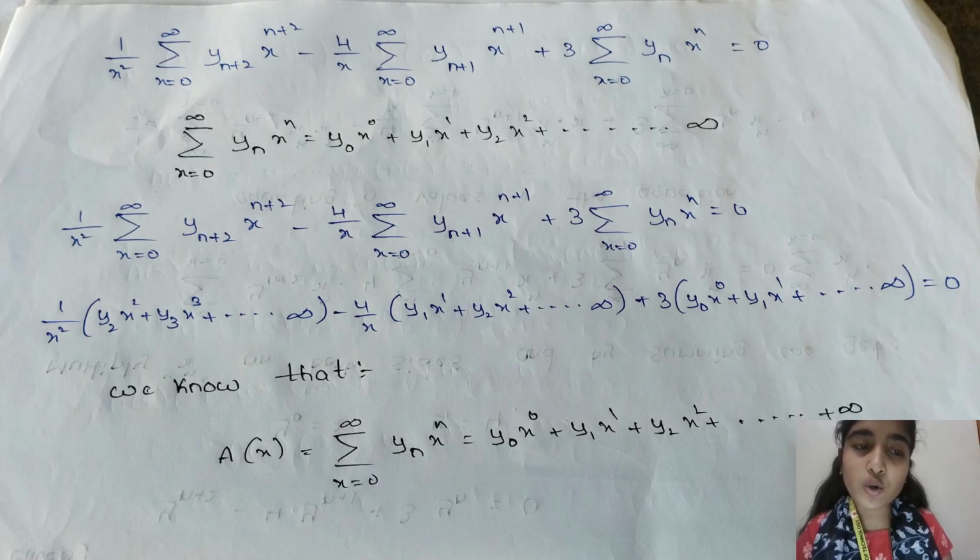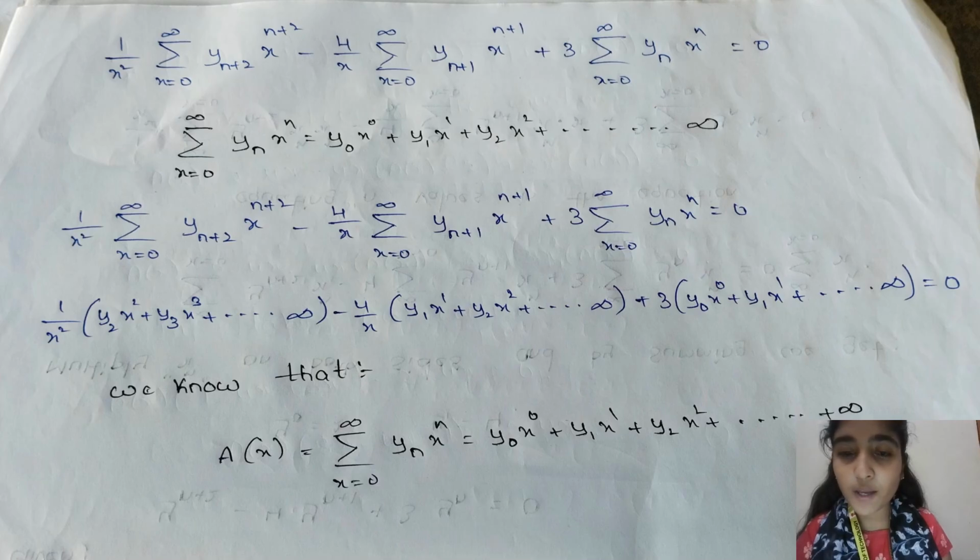Sigma n equals 0 to infinity y_n x^n equals y0 x^0 plus y1 x^1 plus y2 x^2 and so on up to infinity. So 1 by x squared (y2 x^2 plus y3 x^3 and so on to infinity) minus 4 by x (y1 x^1 plus y2 x^2 and so on up to infinity) plus 3 (y0 x^0 plus y1 x^1 plus and so on to infinity) equals 0.